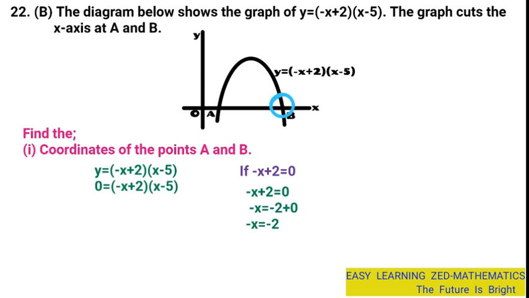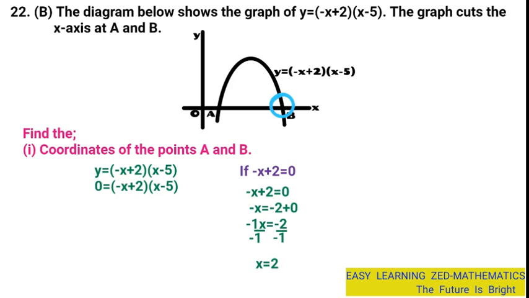So I'm going to presume that there is a 1 there, then divide both sides by negative 1. Negative 1x divided by negative 1 will give me x, which will be equal to negative 2 divided by negative 1, which gives me positive 2. So the value of x when negative x plus 2 is equal to 0 is 2.